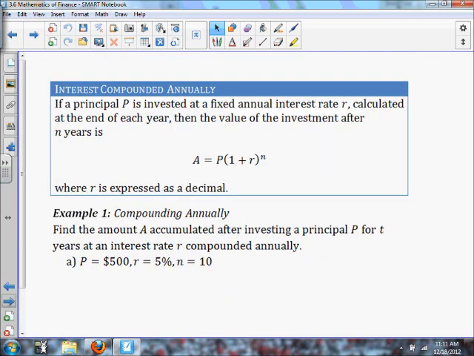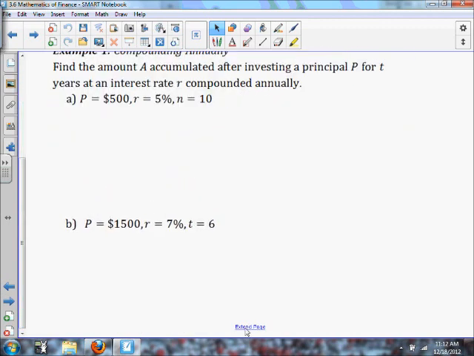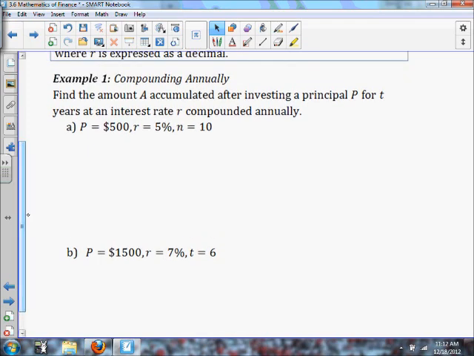Now, if a principal P is invested at a fixed annual interest rate R, calculated at the end of each year, then the value of the investment after n years is A equals the principal times 1 plus R to the n power, where R is expressed as a decimal. It's actually super easy, and we shouldn't have much trouble with this at all.